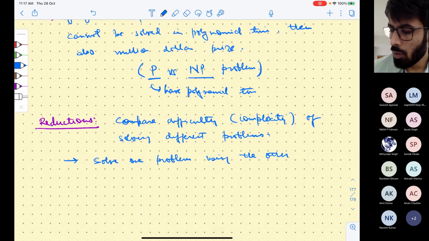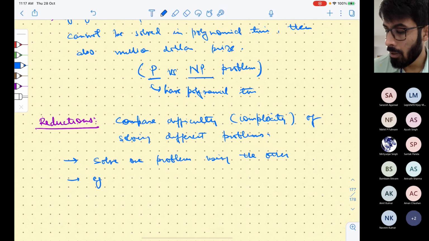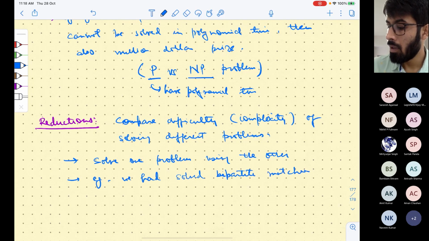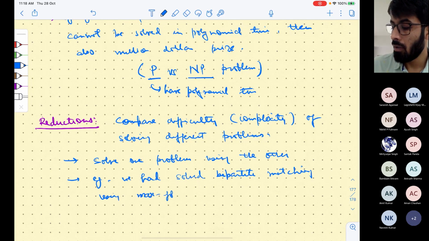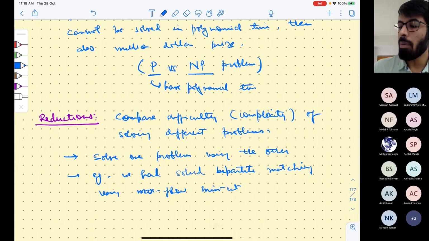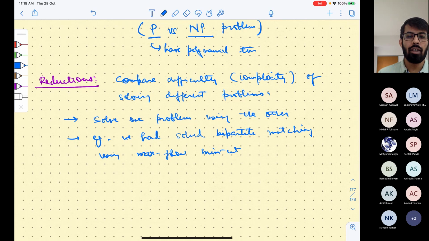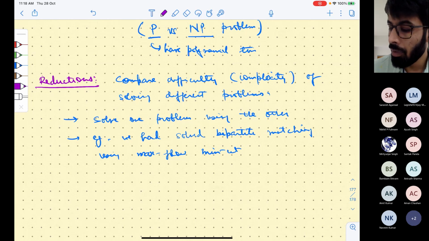For example, we had solved bipartite matching using max flow min cut. So we can say that bipartite matching is actually not harder than max flow min cut, because we can solve it using max flow min cut. So let's formalize that intuition.